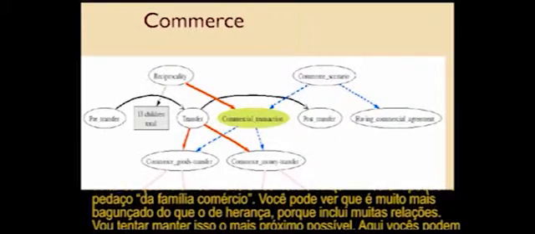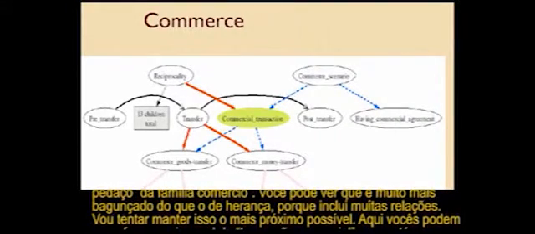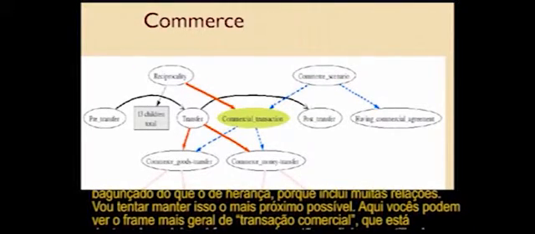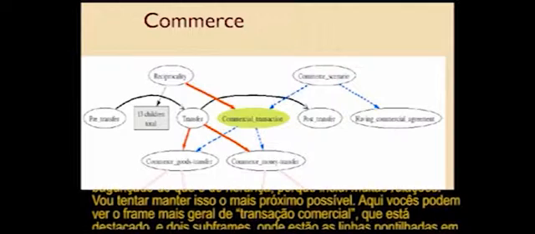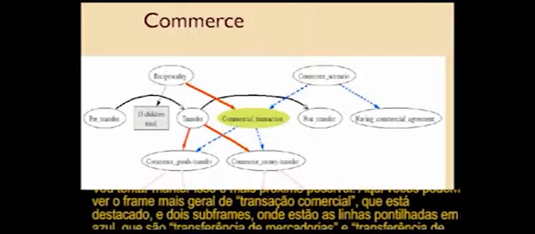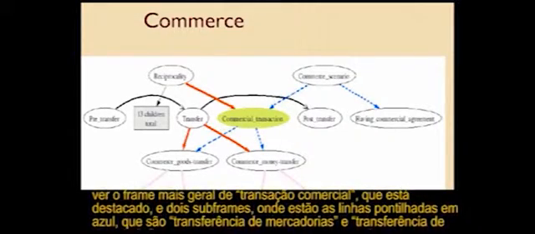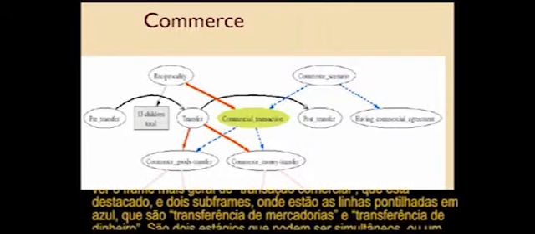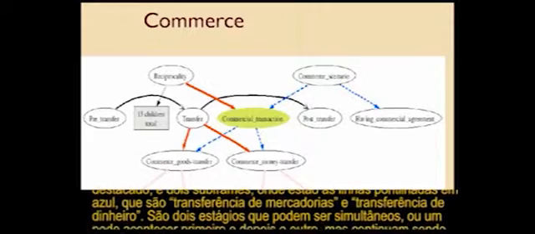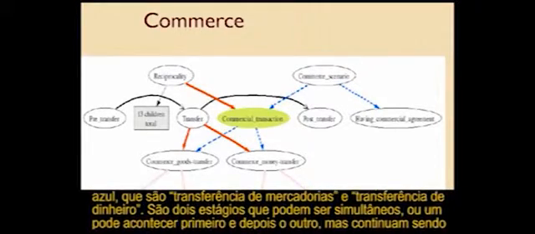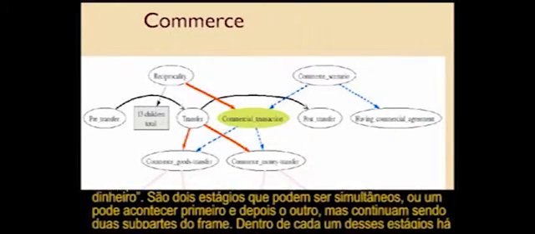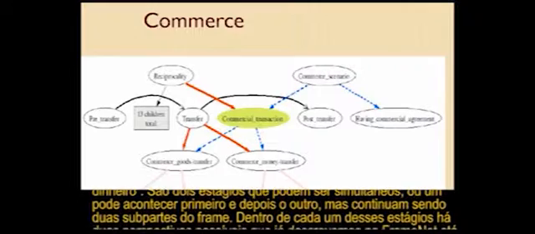And here we have a little piece of the commerce family. And you see that this is messier, so to speak, than the inheritance hierarchies because I've included more relations. I tried to keep it as bounded as possible, but here you can at least see that there's an overall frame commercial transaction, which is highlighted. And there's two subframes, that's what the blue dotted lines are, a commerce goods transfer and a commerce money transfer. So there's two stages which might be simultaneous, or one might happen first and then the other, but there's still two subparts of the frame.